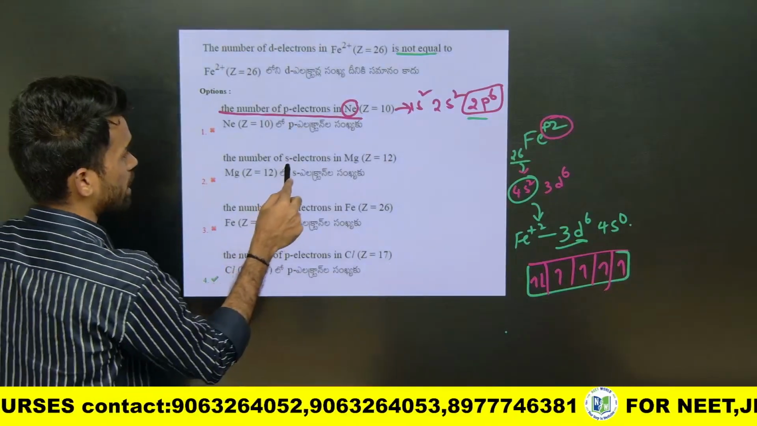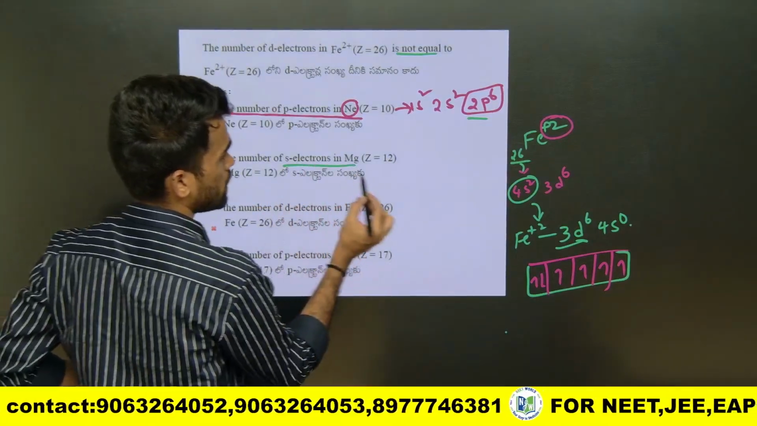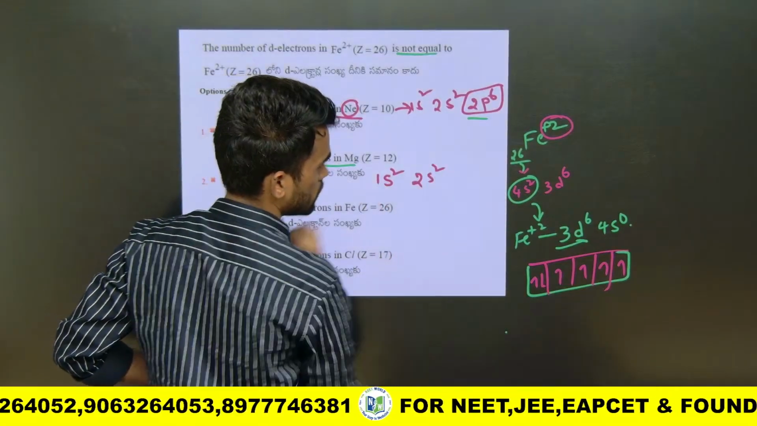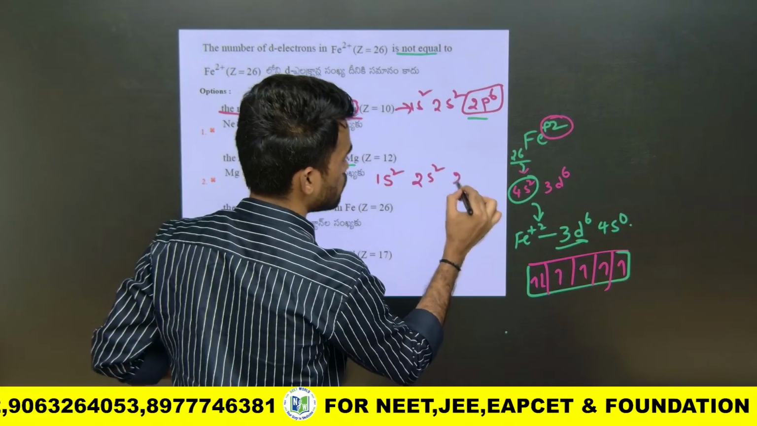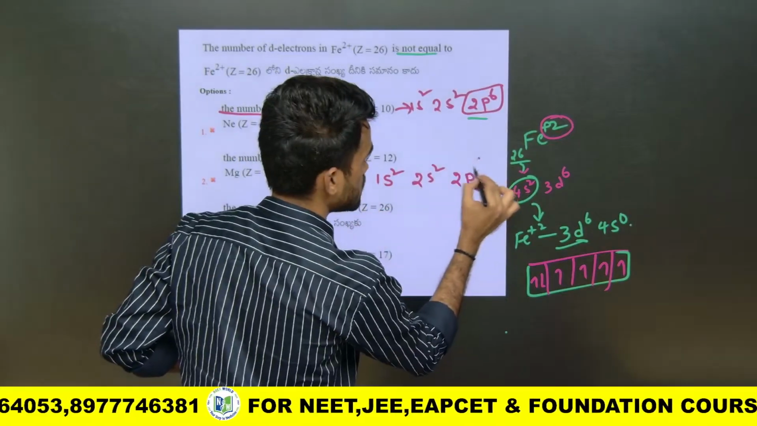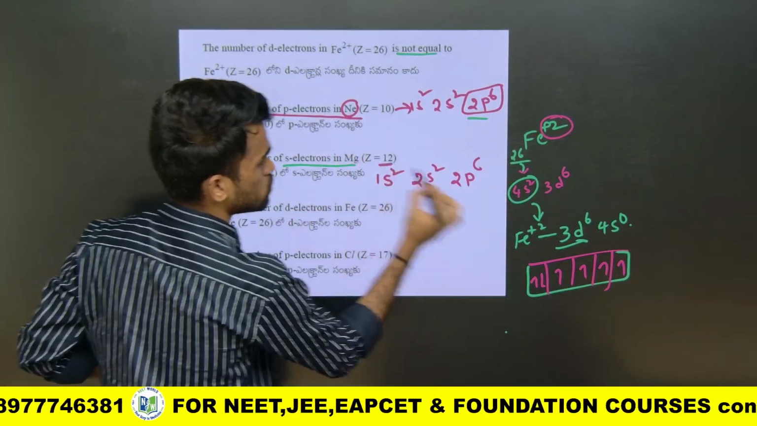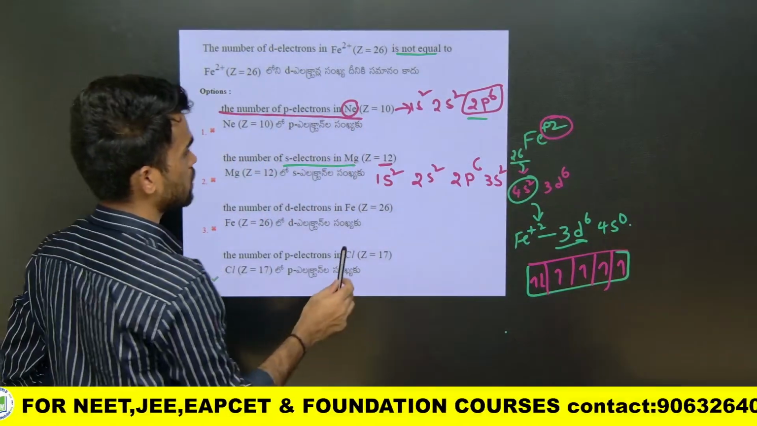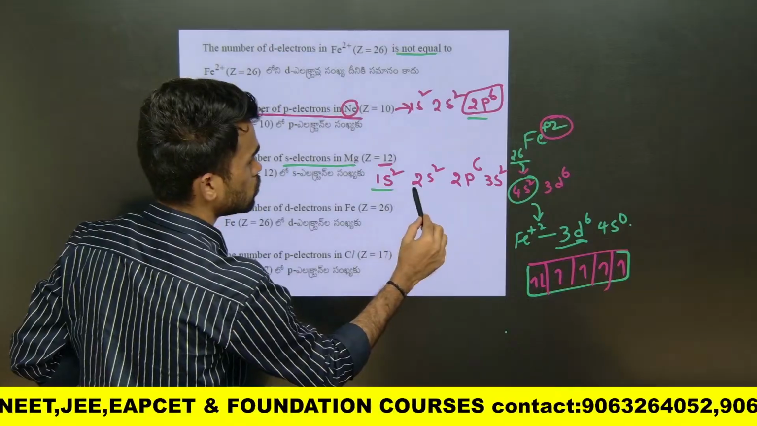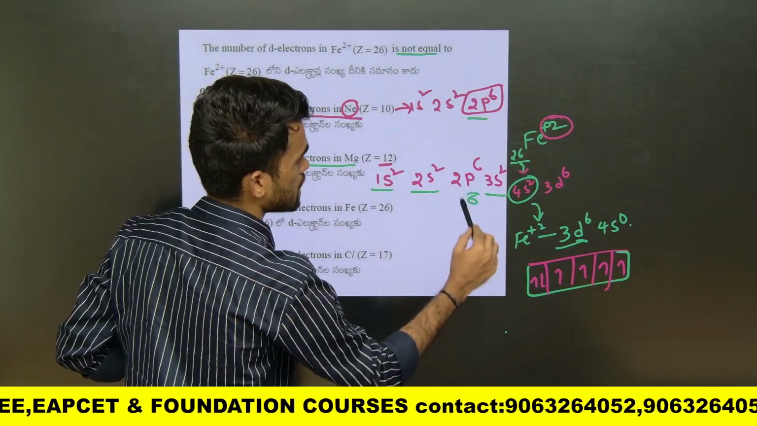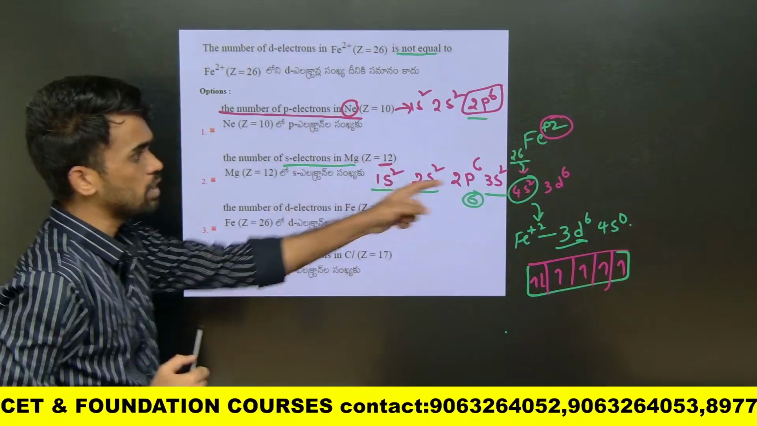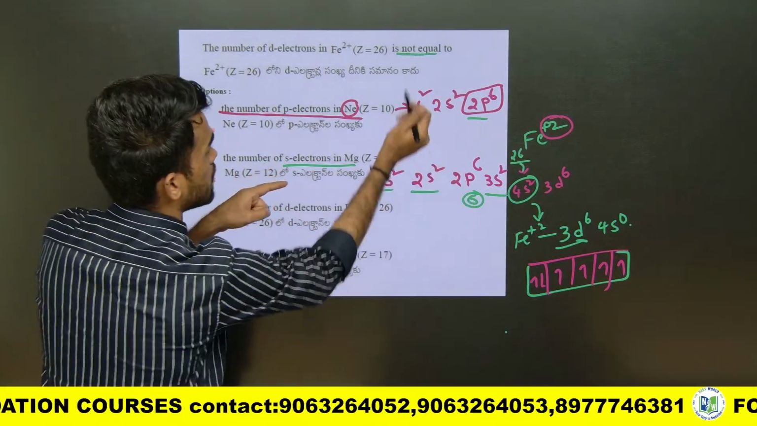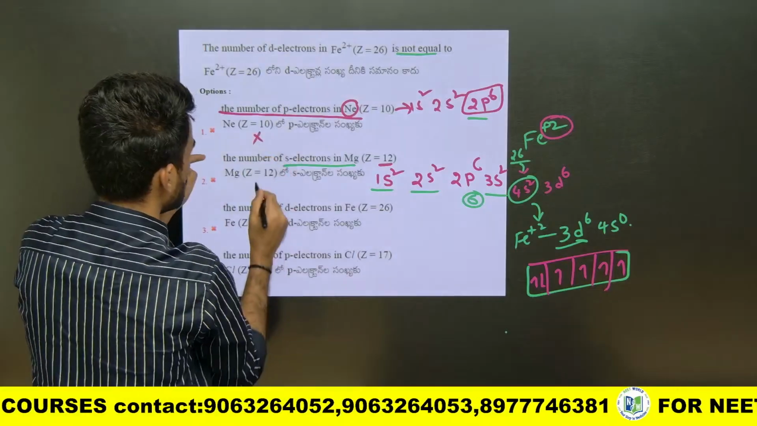See the number of s electrons in magnesium. How many electrons are there in magnesium? 1s2, 2s2, and next 2p6, up to here 10, and the atomic number is 12. So the next 3s2 we will get. So how many s electrons are there? S electrons 2, 4, 6. So here also it is 6. So that is also equal to the 3d6 number of electrons, right? So this is also equal. They are asking about not equal, so do not choose this one.